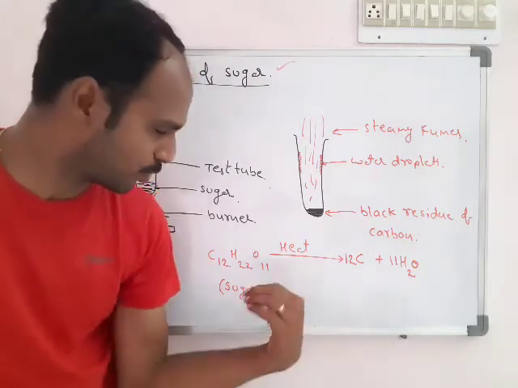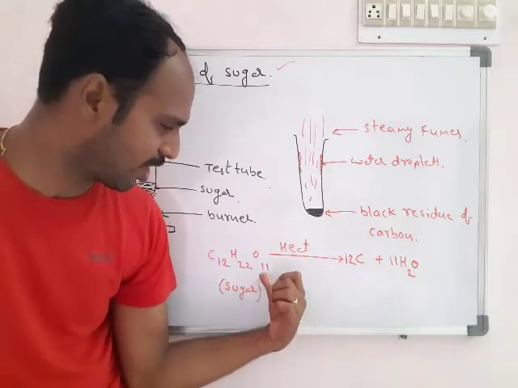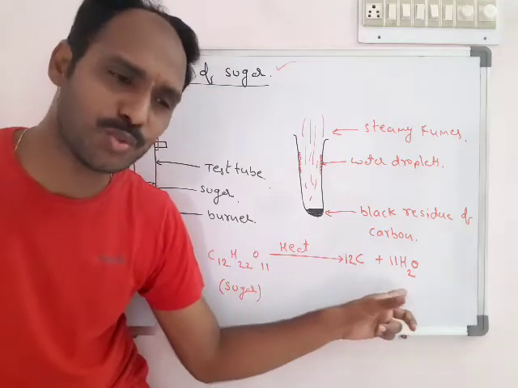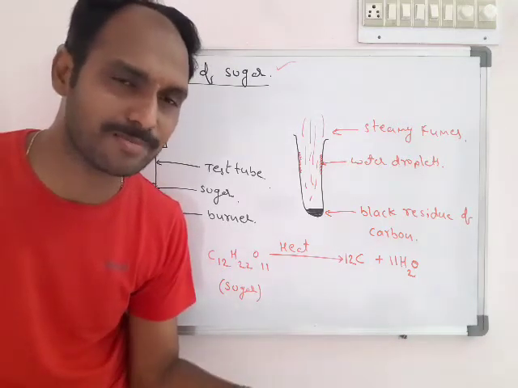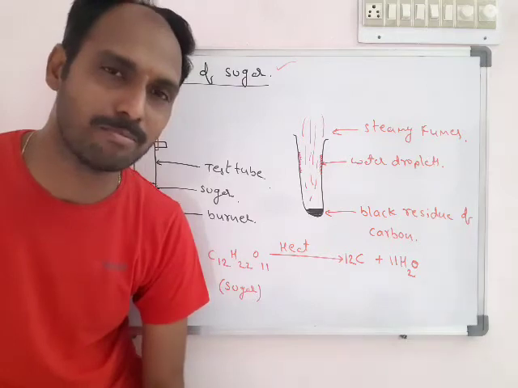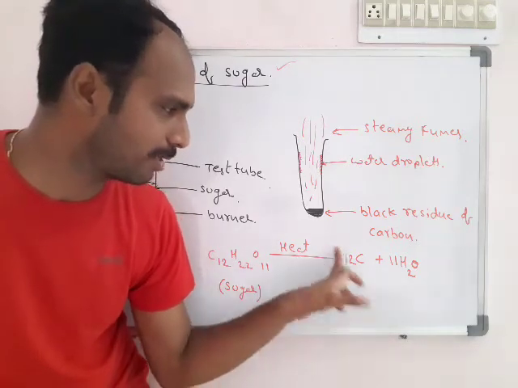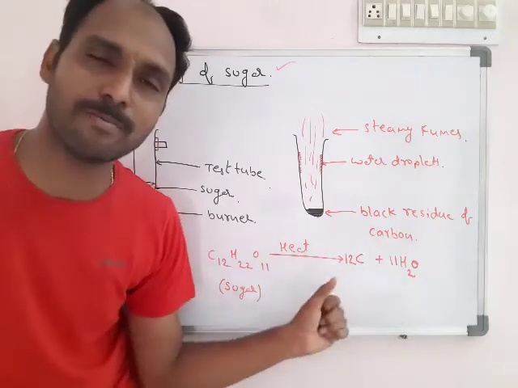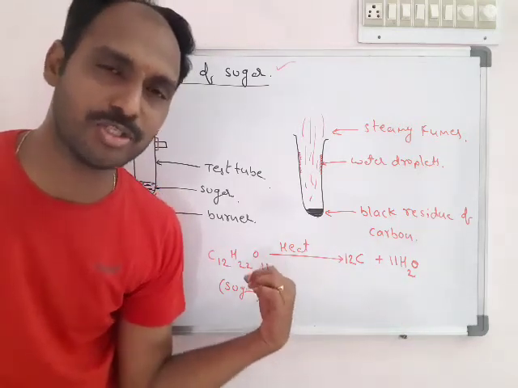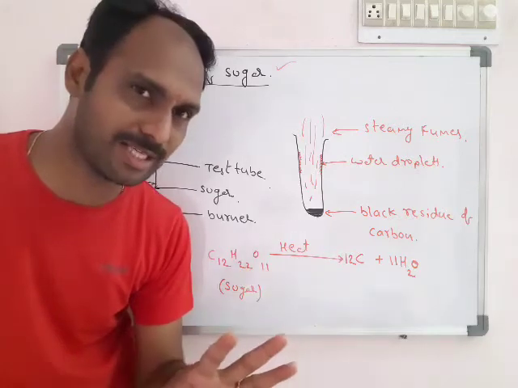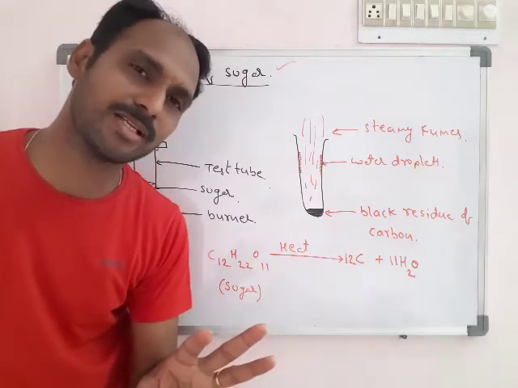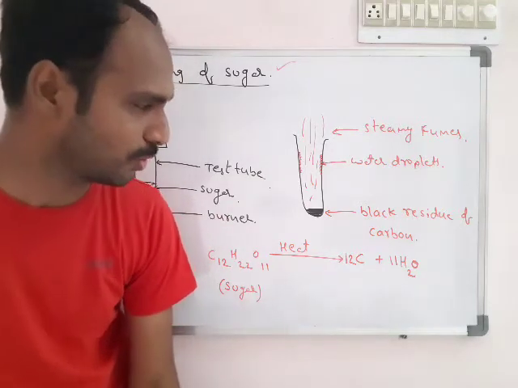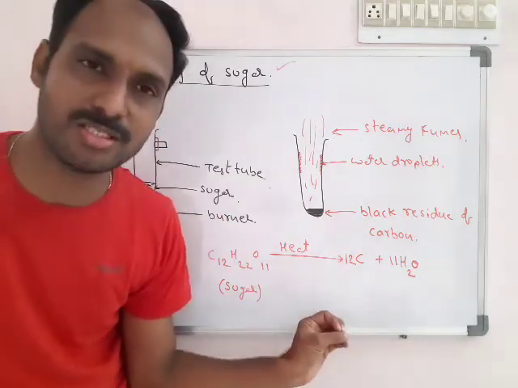So you can have 12 carbons, 11 oxygens, 22 hydrogens. Same number of atoms, and the mass must also be the same. Only the carbon mass, compared to the sugar mass, is less, but the total mass compared to this is equal to the sucrose, the sugar mass. It means during a chemical reaction there is no change in the mass. So by seeing these observations, we are ready.